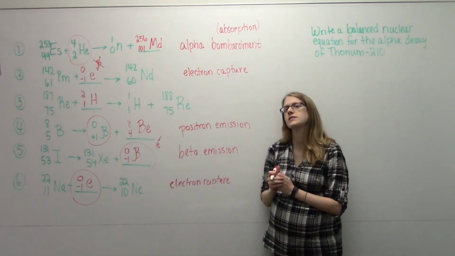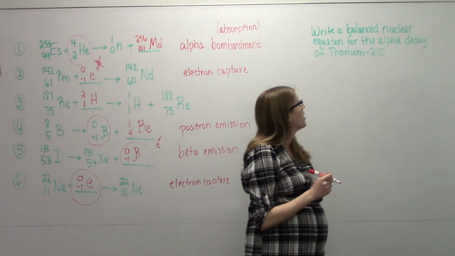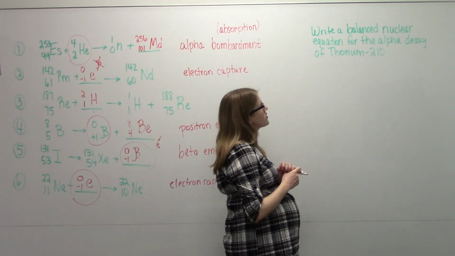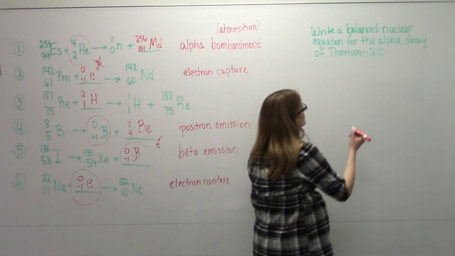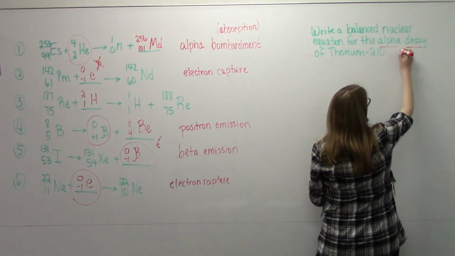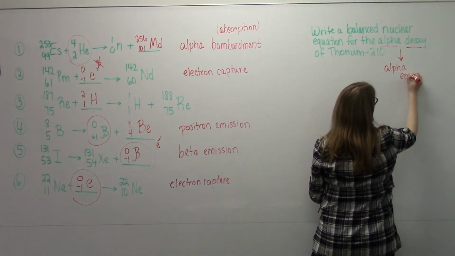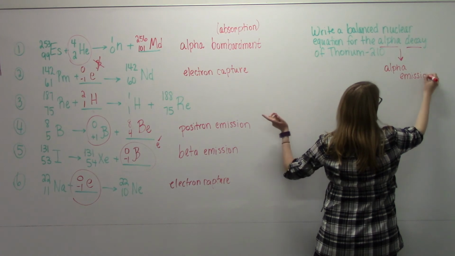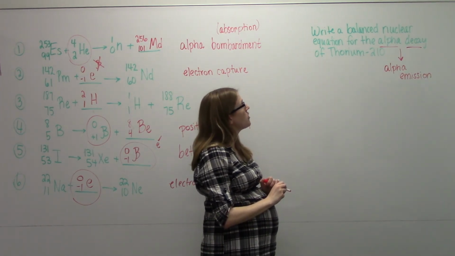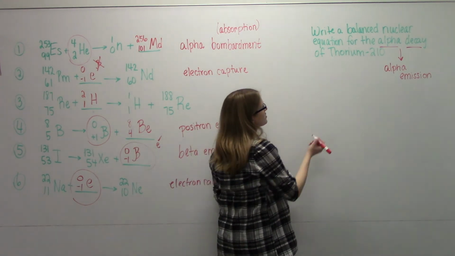But you might also see it in sentence format, and these you've got to go a little bit more into detail. So this one says, write the balanced nuclear equation for the alpha decay of thorium-210. Alpha decay is another word for alpha emission. So although I didn't show you an example of this over here, you're going to see one now.